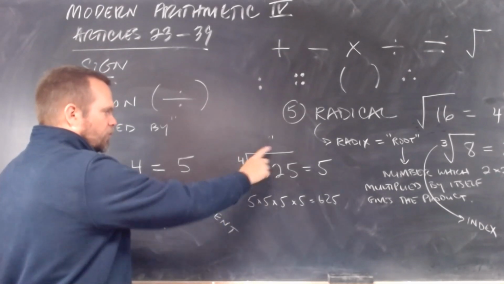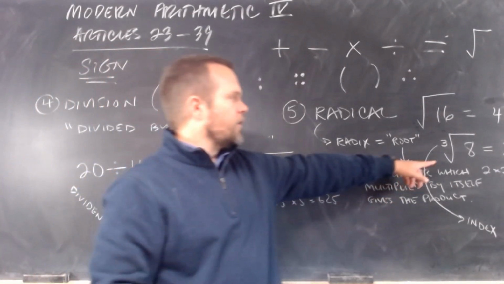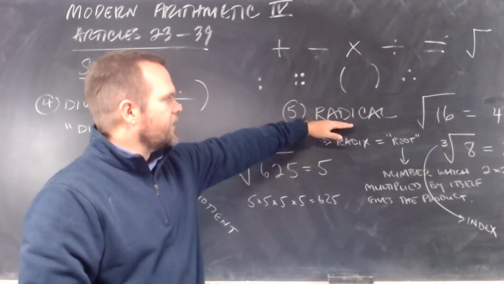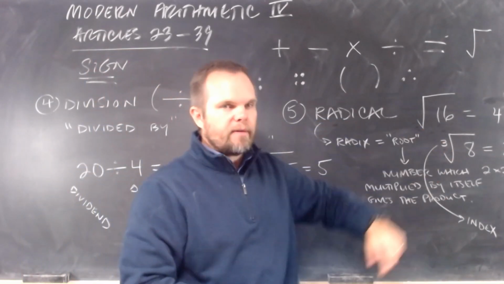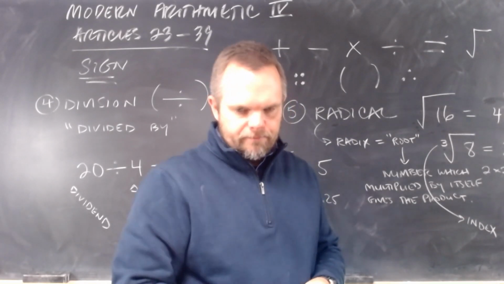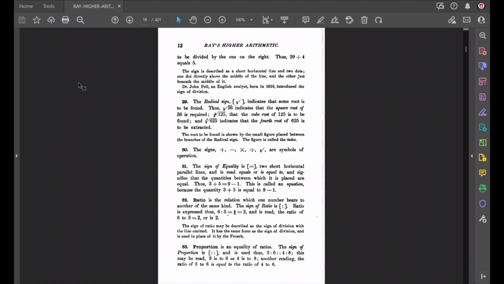This is called the fourth root. This is the third root or cube root. This is the second root or square root. But what's important in this lesson is the meaning of the radical sign. Okay, that's Article 29. Article 30 just summarizes and tells us that the plus sign, the minus sign, the multiplication sign, the division sign, and the radical sign are symbols of operations, which I've already said. Those first 5 signs are signs of operations.